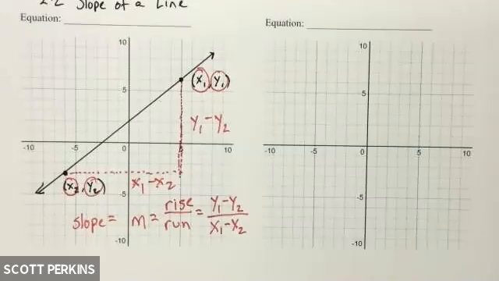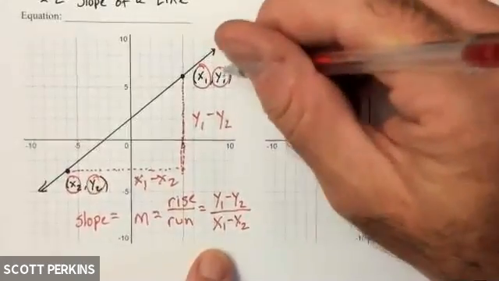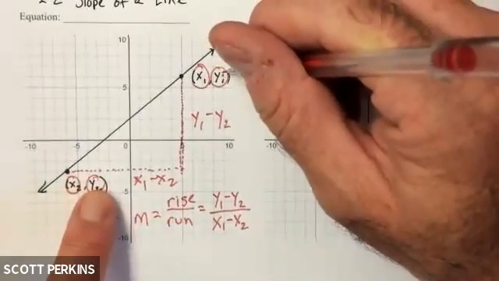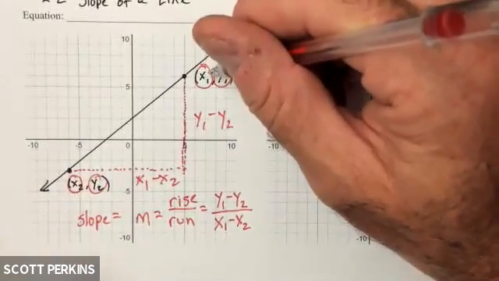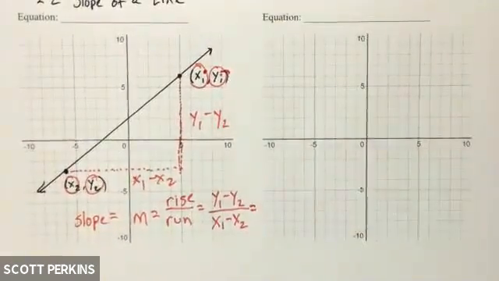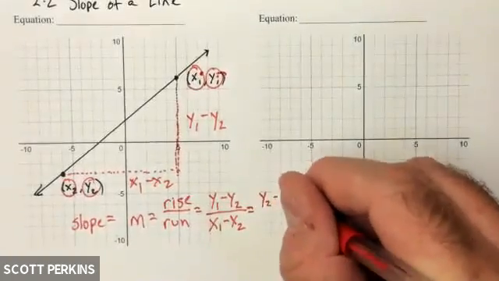As far as the order goes, here's the thing to remember. Whichever point you make your first point and whichever point you make your second point, be consistent. So notice, I did y1, I started here on the right, y1 minus y2. So then with the x's, I did x1, I started with this point on the right, minus x2. You could just as easily, and I could just as easily, have said y2 minus y1.